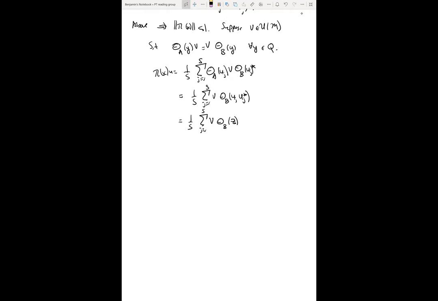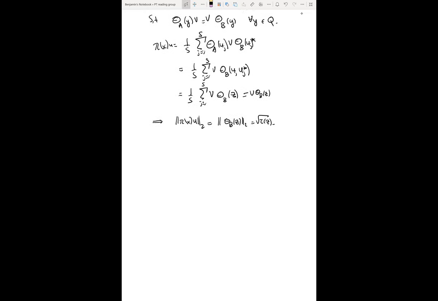And so the norm of pi of XU, the two norm of that, is just the two norm. So this is just theta B of Z. This is just V theta B of Z. Right, I'm averaging a constant thing. So this is just the norm of theta B of Z, which is the square root of the trace of Z. Okay. Is everybody with me?